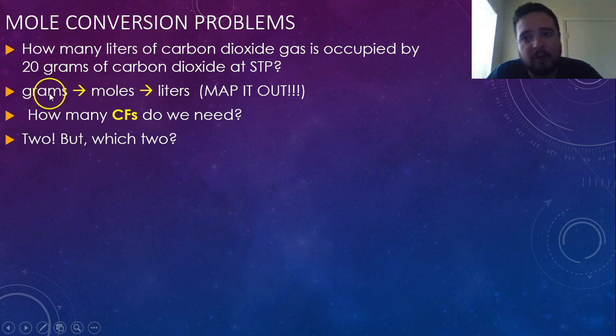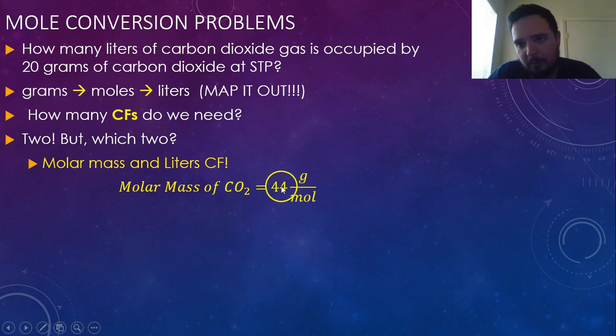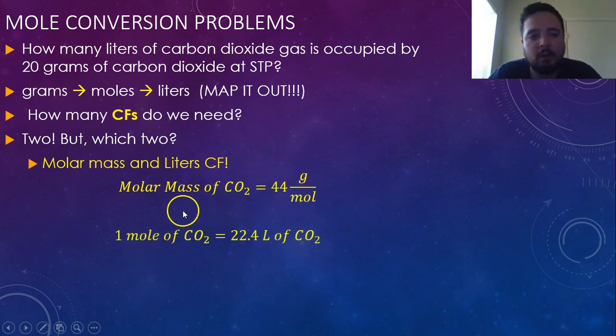So I need 1 conversion factor that deals with both grams and moles, and then I need another conversion factor that deals with both moles and liters. I'm going to need the molar mass because it's in units of grams per mole, and I'm going to need that liters conversion factor because it's in units of liters per mole. So I have to calculate the molar mass of CO2, which I did in a previous video, which is about 44.01 grams per mole. What I did was take the gram atomic weight of each element, multiply them by their subscripts, add them up together, and I get around 44 grams per mole. Then 1 mole of CO2 is equivalent to 22.4 liters of CO2, and that's based off the conversion factor that we talked about previously as well.